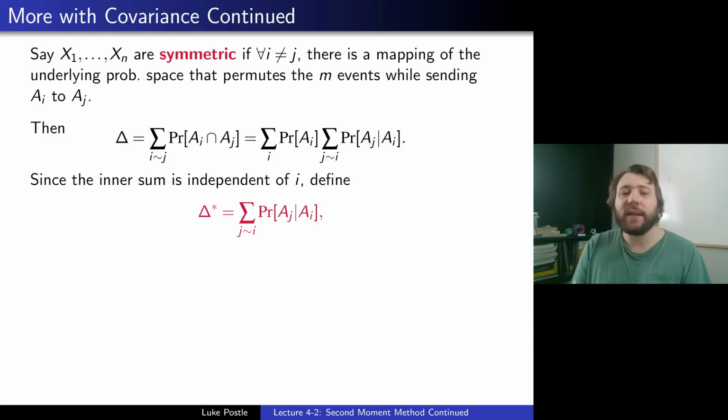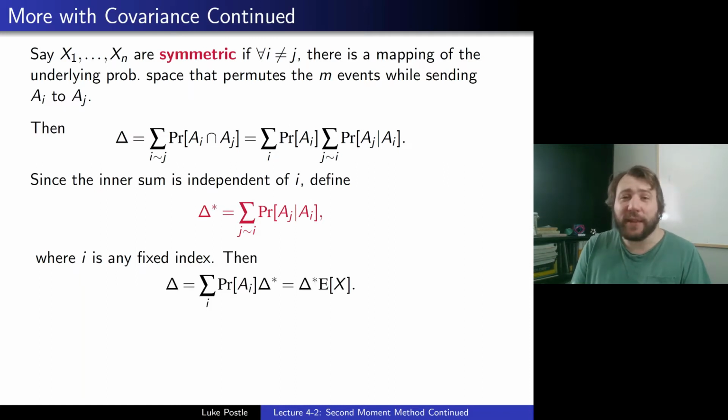And thus, we can actually define a so-called delta star to be this sum, where i is any fixed index, it won't matter since it's symmetric. So then, given that, we conclude that delta is actually the sum over i of the probability of Ai times delta star. Since delta star is viewed as a constant, not depending on i, we can take it out front, and the sum of those probabilities is, by definition, the expectation of x. So we conclude that delta is delta star times the expectation of x.